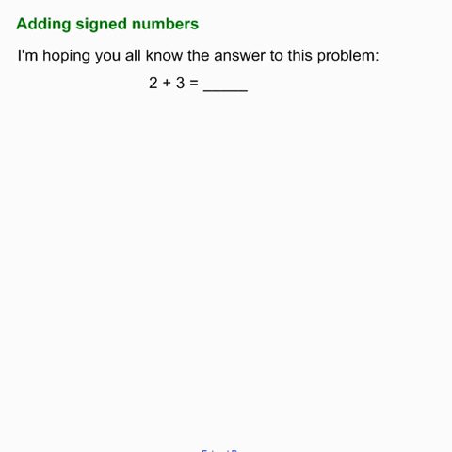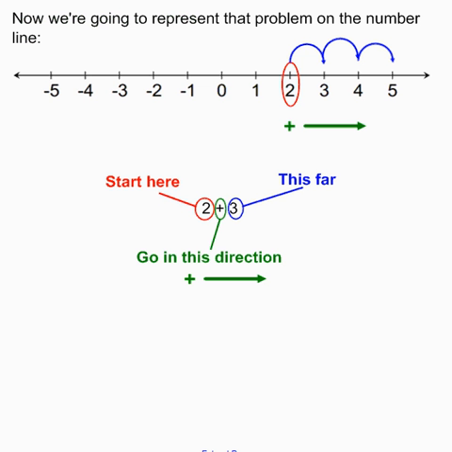So hopefully you all know what the answer to 2 plus 3 is. I hope you think it's 5. Now I want to show you what that looks like on a number line. The way we're going to talk about this, in our problem down here, is that the first number in our problem, 2 plus 3, tells us where to start, so that's right here.